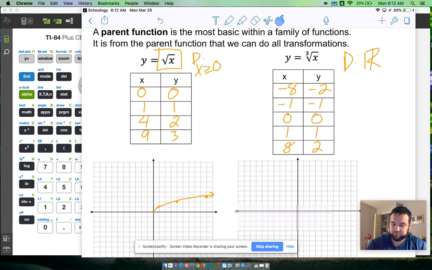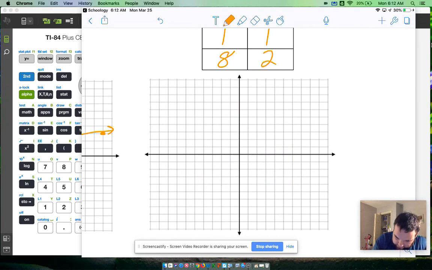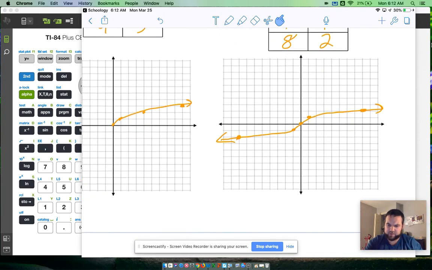Again, I'm going to plot these points just to kind of see what it looks like. So negative 8, negative 2 right there. Negative 1, negative 1, 0, 0, 1, 1, and 8, 2. I get this sort of wavy looking graph. You'll see that there are some similarities.